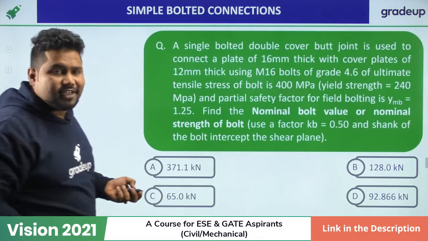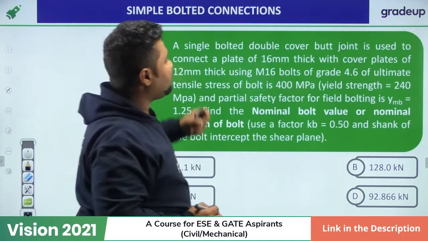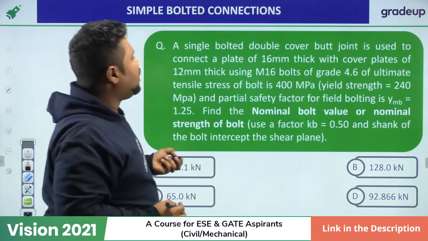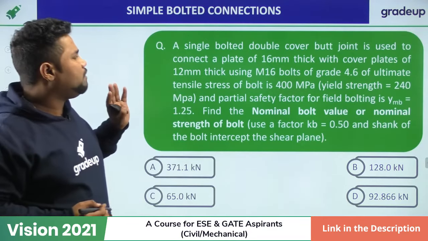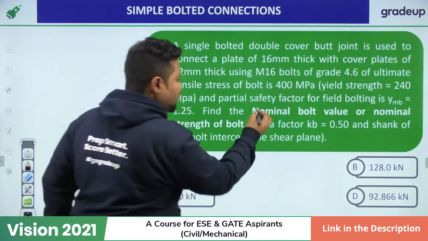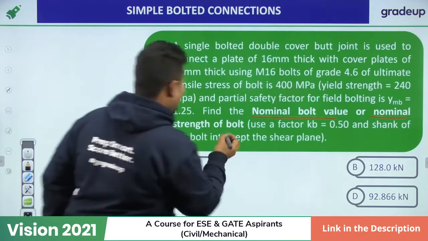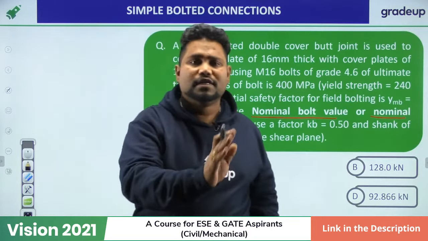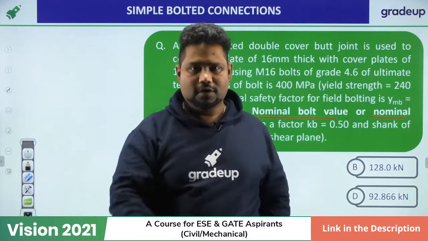Yes, right. So let us solve this problem. A single bolted double cover butt joint is used to connect a plate of 16 mm thick with cover plates of 12 mm using M16 bolts of grade 4.6. Go through that. They are expecting the nominal bolt value, not the design bolt value. I hope you know the difference between the nominal strength of the bolt and the design strength of the bolt. Here they are expecting the nominal strength of the bolt.